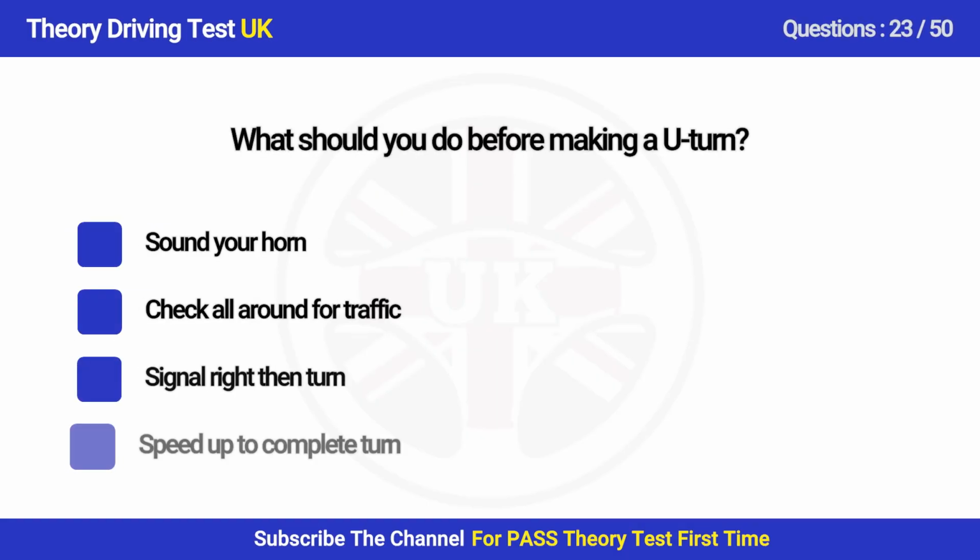Question 23. What should you do before making a U-turn? A. Sound your horn. B. Check all around for traffic. C. Signal right then turn. D. Speed up to complete turn.